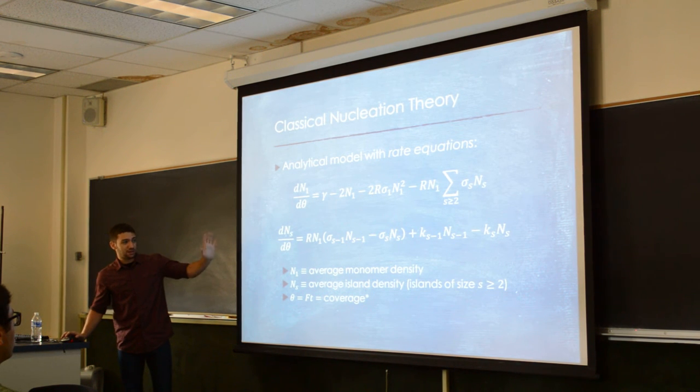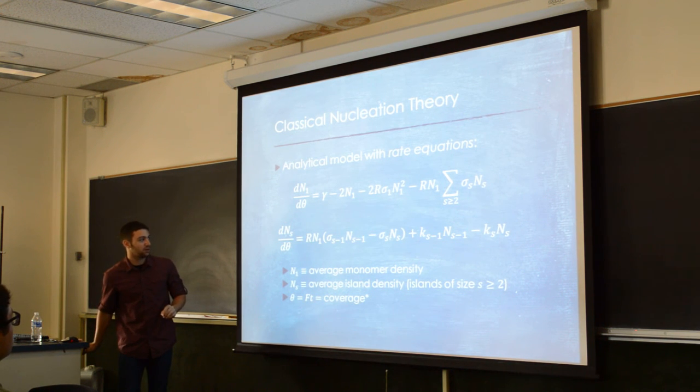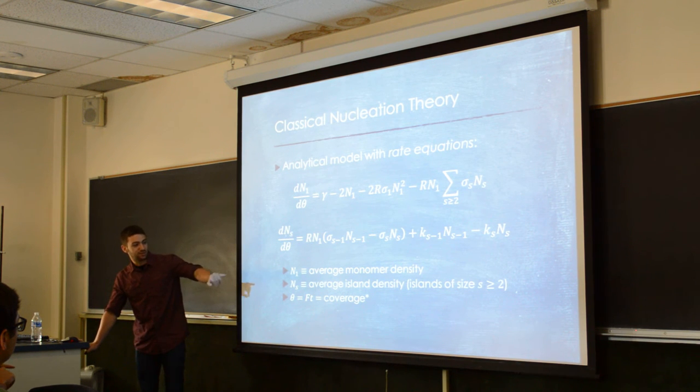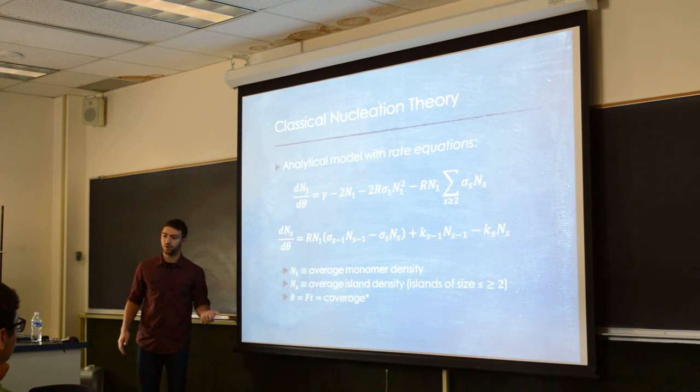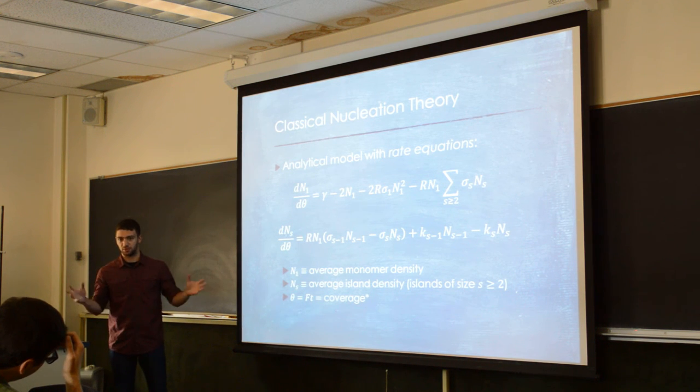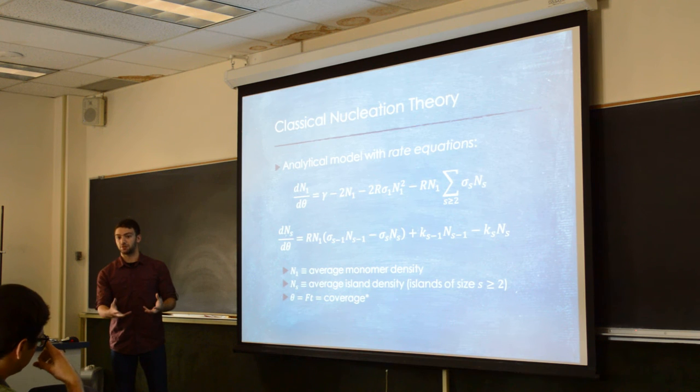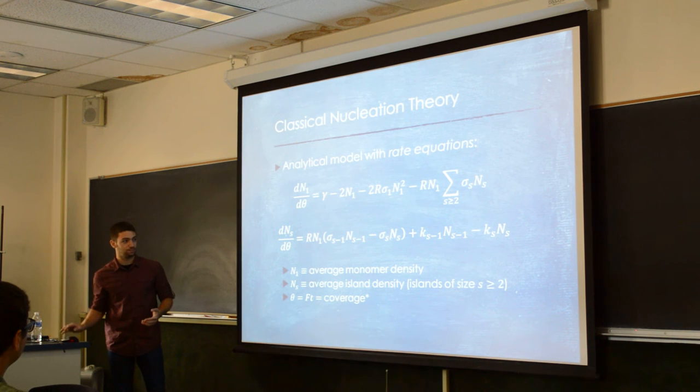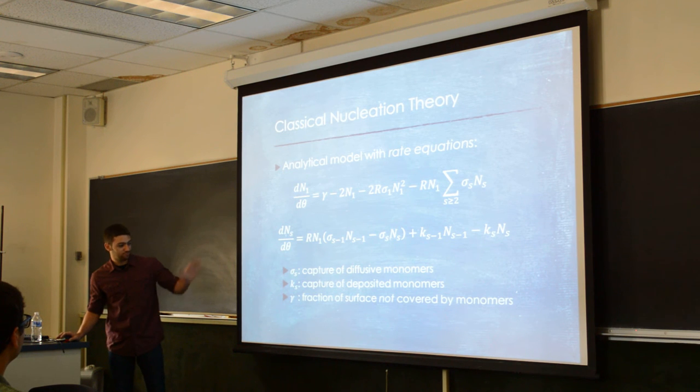So this is an analytical model. These are called the rate equations. This is a bit of classical nucleation theory that I'm not going to spend too much time on. But this is the big general model, and these equations actually make sense. N1 is the average monomer density, and there's the average island density. Theta is the coverage. Equivalently, you could write these as time evolution equations instead of coverage. But when you simulate, it makes more sense to scale with system size, to say I'm going to keep simulating until this much of it is covered, rather than for X amount of time. These are just parameters here. The deal is trying to solve these for variables that we're interested in and see what kinds of different behaviors we can get for different scenarios.